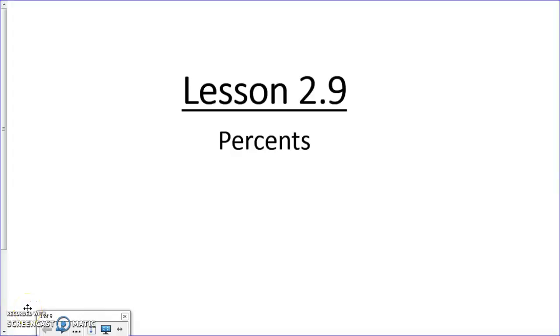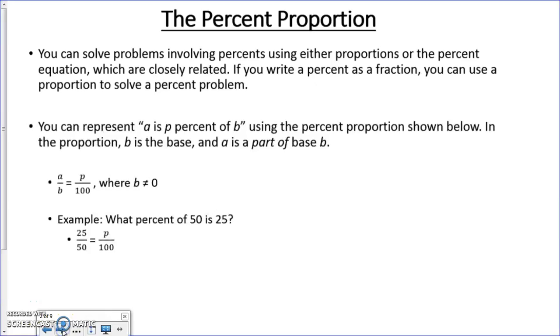Lesson 2.9, percents. No vocab in this section, so here we go. The percent proportion. You can solve problems involving percents using either proportions or the percent equation, which are closely related. I'm going to show you both of them.